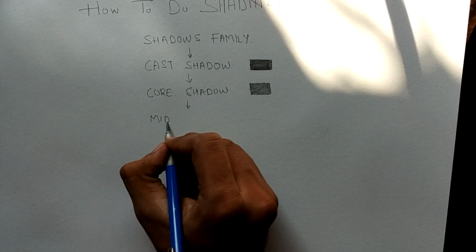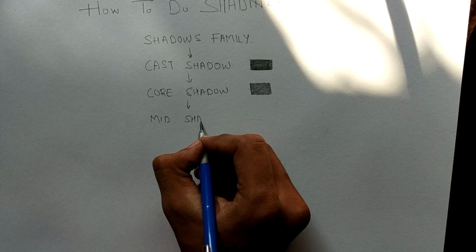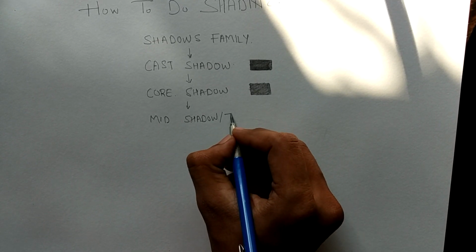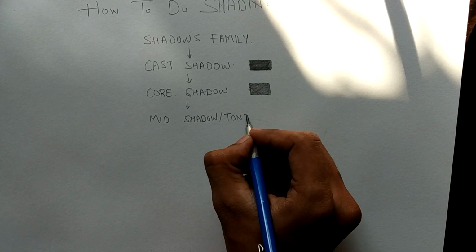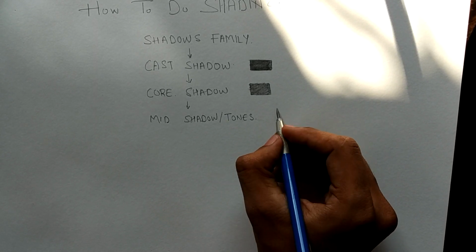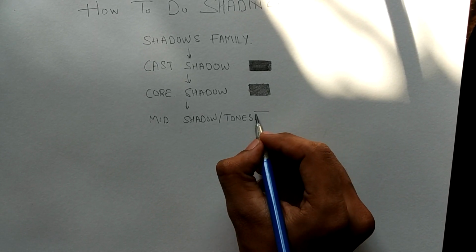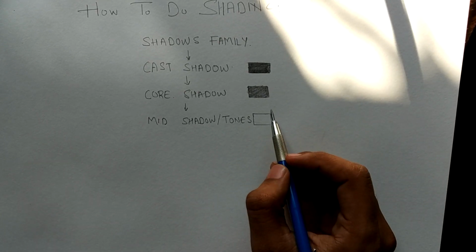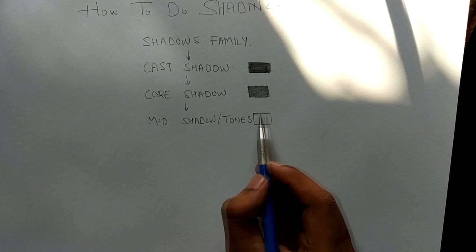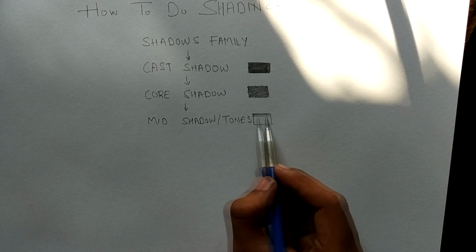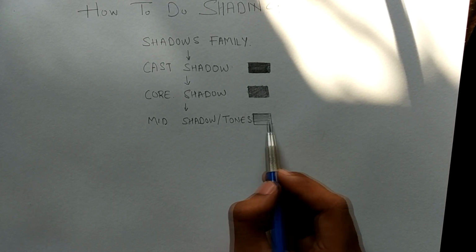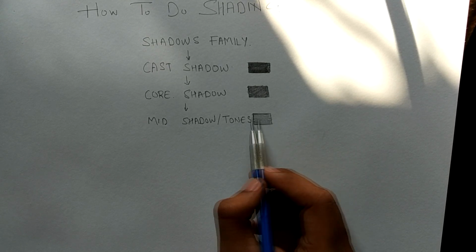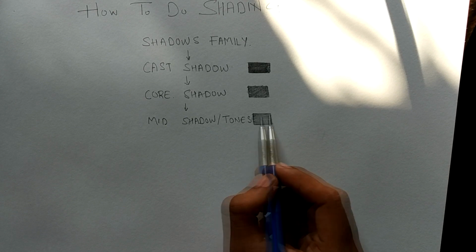The next thing we have is midtones. You can probably guess it: the middle part of the shading. It is not close to the cast shadow; it is close to the core shadow and the highlight. The mid part between those is known as the midtones. The midtones are probably the hardest to draw or shade, so you have to practice a lot for this.